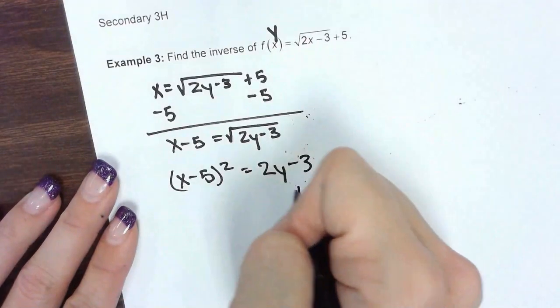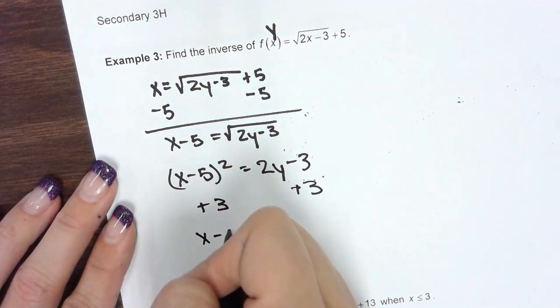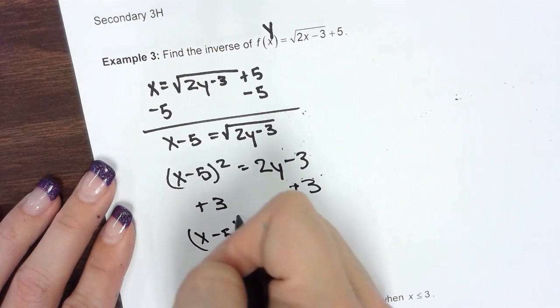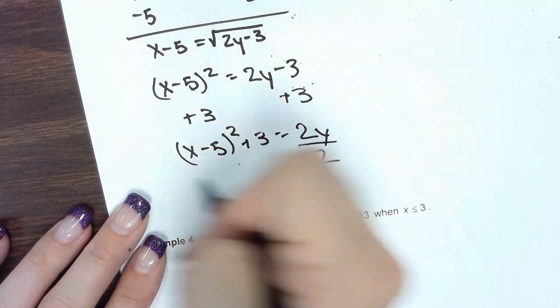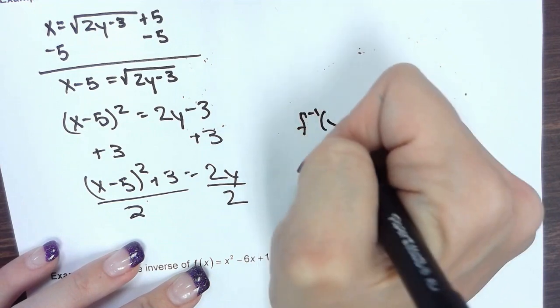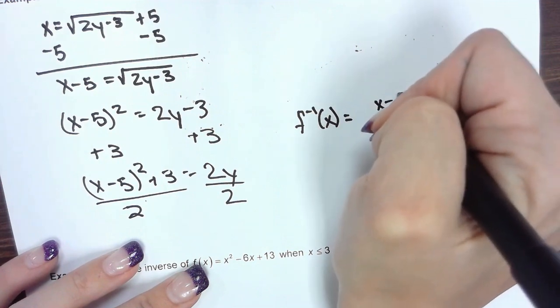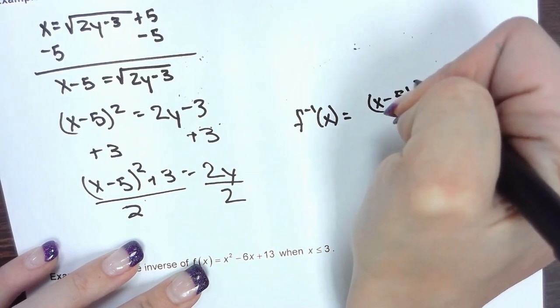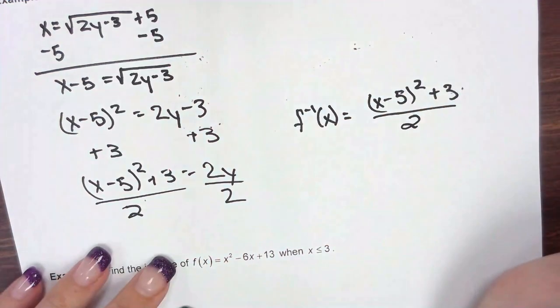Then we are going to add 3 to both sides. So I get (x minus 5) squared plus 3 equals 2y. Then we divide by 2. So when I rewrite this, I'm going to do this in inverse notation. So f to the -1 of x equals ((x minus 5) squared plus 3) all over 2.